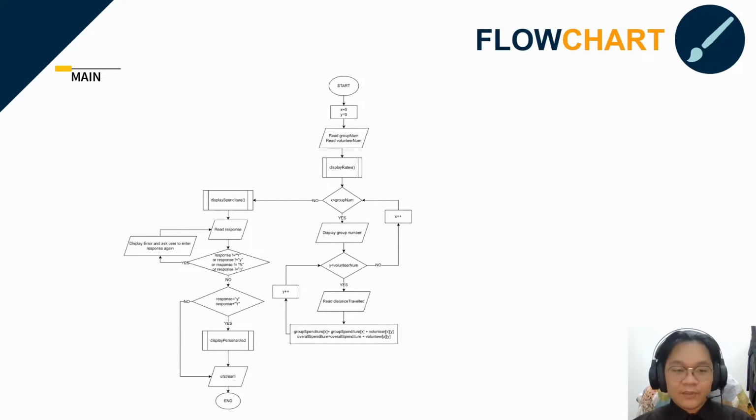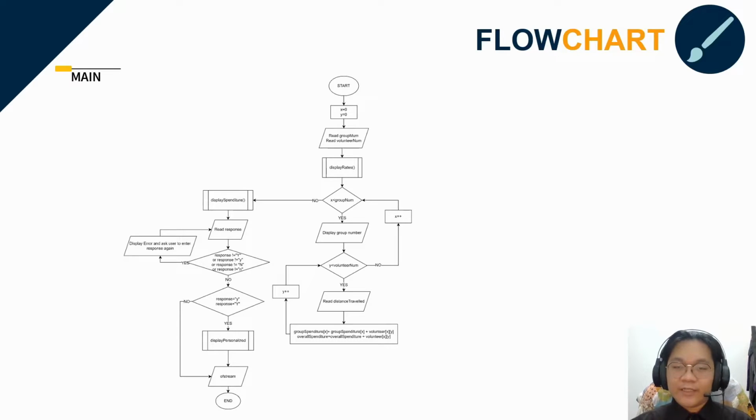After that, we'll move on to display expenditure on the left, and after we call the function display expenditure, it will read the response of the user whether they want to see a more personalized version of the volunteer expenditure sheet. If the response is not y or n, it will display an error and ask the user to enter the response again. If the response is y or n, it will go down and check the second condition, which is response y.